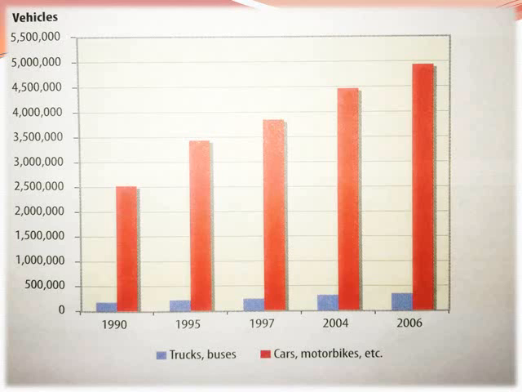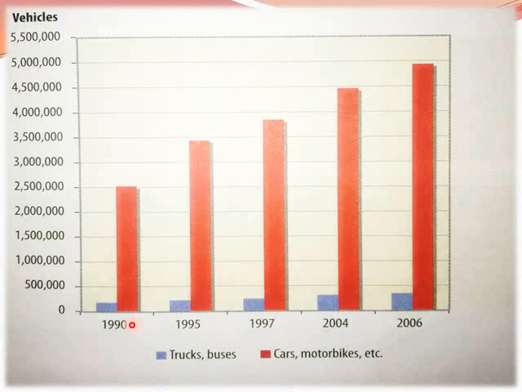Okay students, here I have a graph which is also given in your book on page 35, which clearly shows how different forms of transport in Pakistan have changed from 1990 to 2006. Like in 1990, about 25 lakh cars and motorbikes were on the roads, which increased to almost 50 lakh in 2006. Here you can see this is the bar of 2006 and this is the bar of 1990.